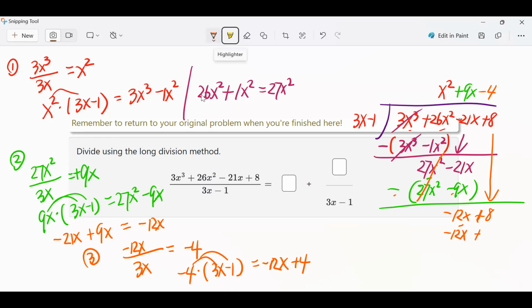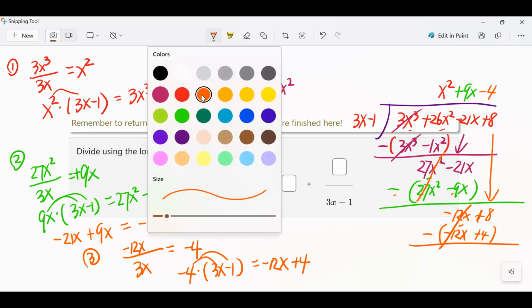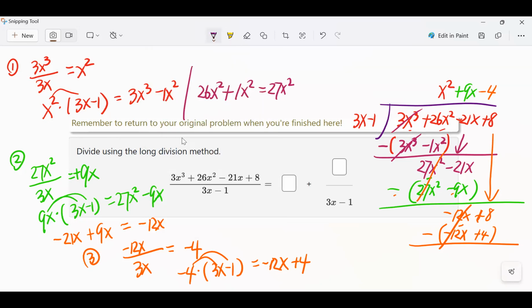Okay, and that will be this, minus 12x, and subtract it, right? Don't forget it. We're always subtracting those two parallel terms. Okay, so cancel this. I get plus 8 minus plus 4, which is 4. So the final answer is going to be 8 minus 4, right? It will be 4. That's the remainder, and this is the quotient. So the answer will be x squared plus 9x minus 4, and we put the remainder over the divisor, 4 over 3x minus 1.